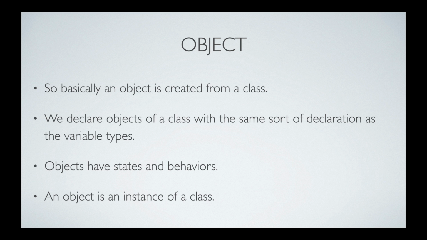An object has states and behaviors, so they have different stuff inside of it. Objects are basically created from a class, and we declare the objects of the class with the same sort of declaration as a variable type. What happens is we declare the stuff inside of the class. It's the actual variables itself, the actual values.